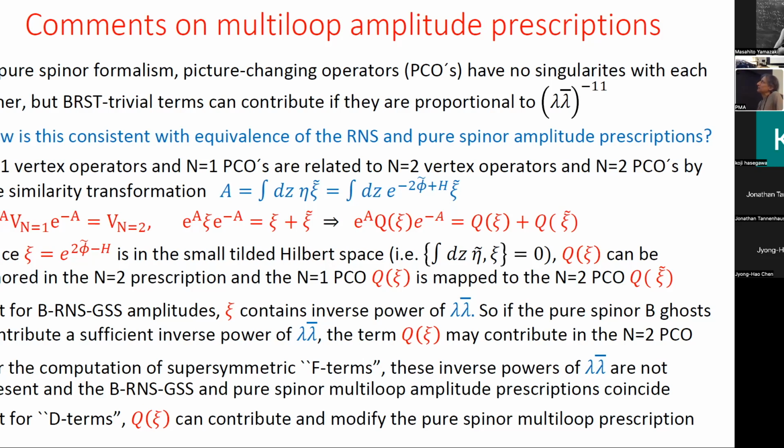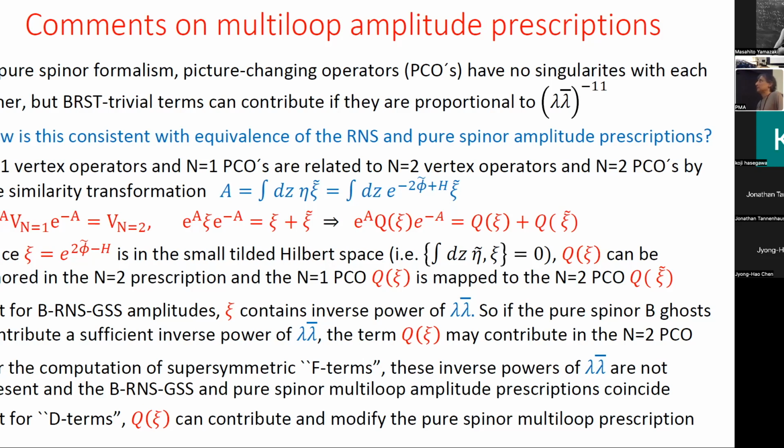But when you do the computation in the pure spinor version, this H turns out to involve 1 over lambda lambda bar. Remember that J had these terms with inverse powers of lambda lambda bar. So xi, when you write it in terms of the tilde variables, has these inverse powers, which means you cannot ignore them. That's a subtlety or complication: terms involving these inverse powers of lambda lambda bar may accumulate in such a way that you can't ignore this q of xi.